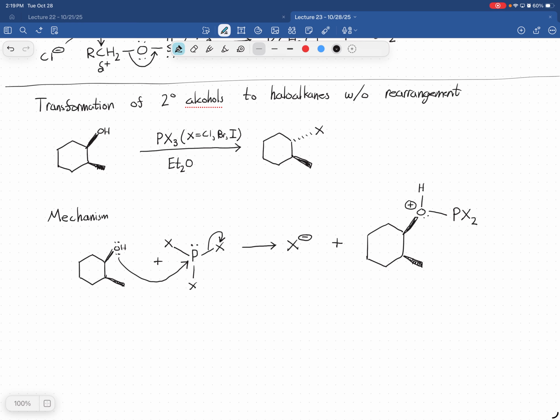Now what do you think is going to happen here? What's the last step? What does the X do? Yep, backside attack, SN2. It's going to approach from the opposite side of the leaving group and kick off the oxygen here. What you get here is your major product. The stereocenter has been inverted, and you get substitution with the X, and here is still the methyl group. And now the product that comes off here is this group.